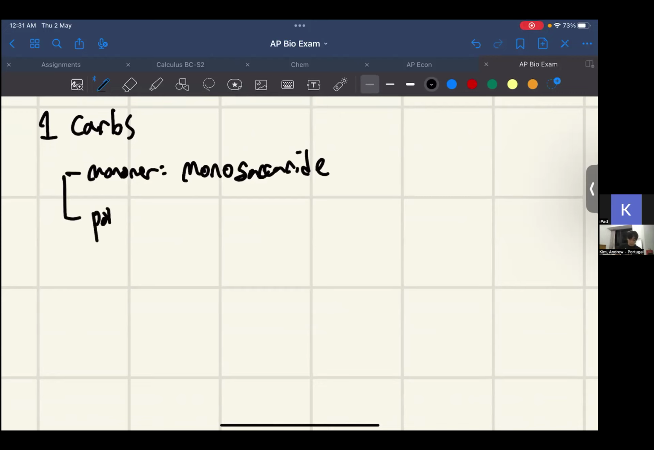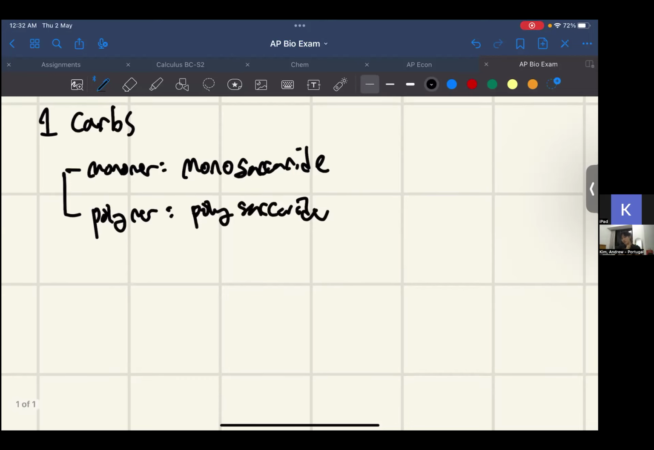Now, what is the polymer of a carb? Still very simple: polysaccharide, okay? Now, we will actually look at each of them. One example of a monosaccharide is glucose. And one example of a polysaccharide is sucrose.